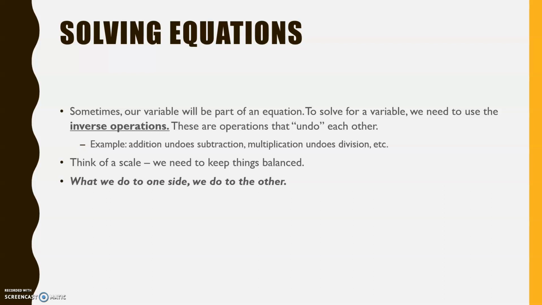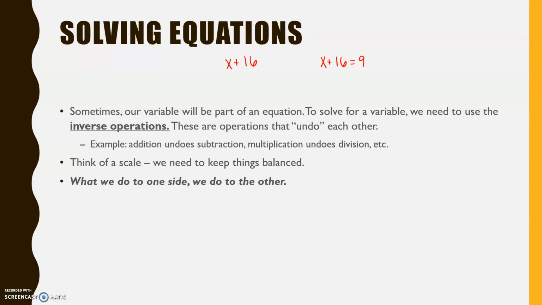Now, an equation means that it has an equal sign in it. An algebraic expression would look like this. This is an algebraic expression. An equation would look like this, where there's an equal to and something on the other side, whereas the expression is just this, no equal sign. So sometimes our variable will be part of an equation.